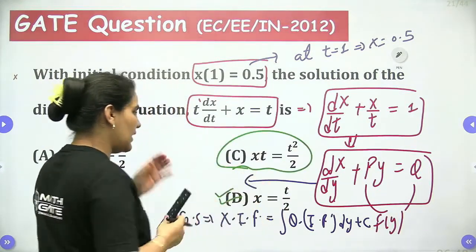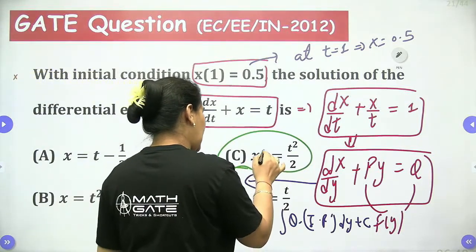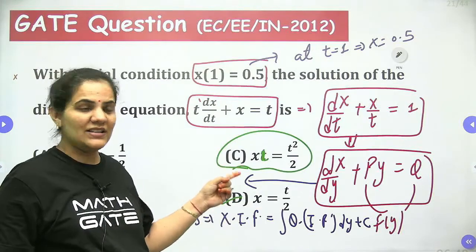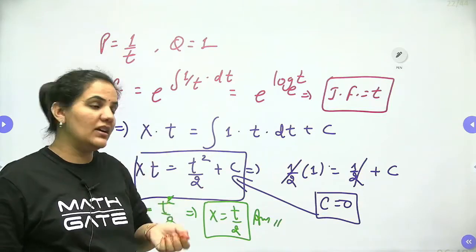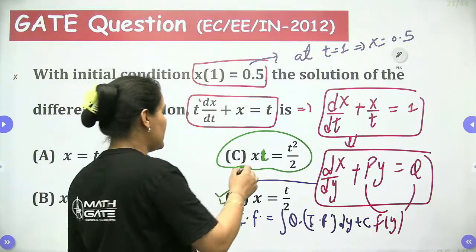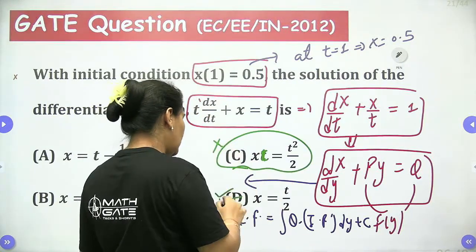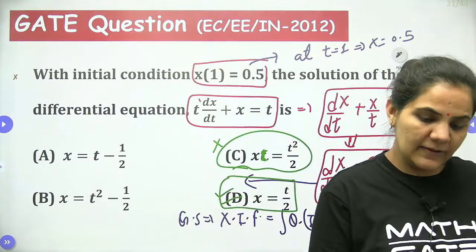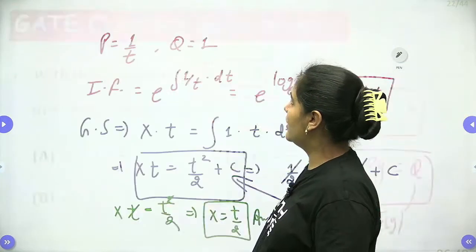But here we have one more option where it is written... So I think it's a typing mistake. It should be x is equal to t square by 2. Because if it is written xt is equal to t square by 2, then it is also right. And when it is written x is equal to t by 2, then it is also right. So that's why it might be a printing mistake or typing error, dear students. So this is not the answer. The final answer will be x is equal to t by 2 only, right? So I think you are getting my point, dear students, how we can approach these types of linear equations.